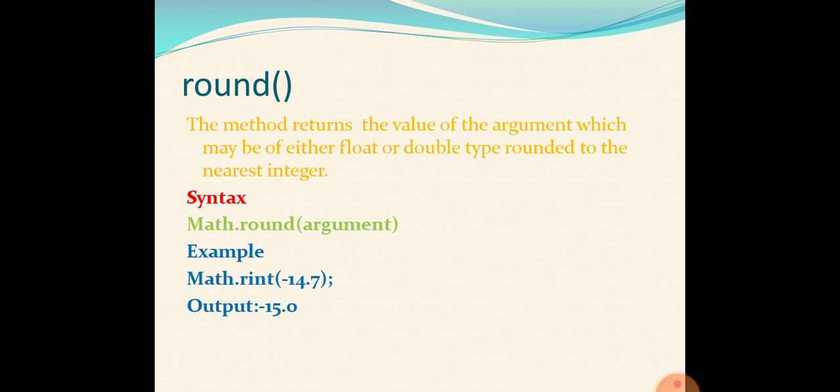Next is the round function. The method returns the value of the argument, which may be either float or double type, rounded to the nearest integer. So Math.round(-14.7) will return minus 15.0.